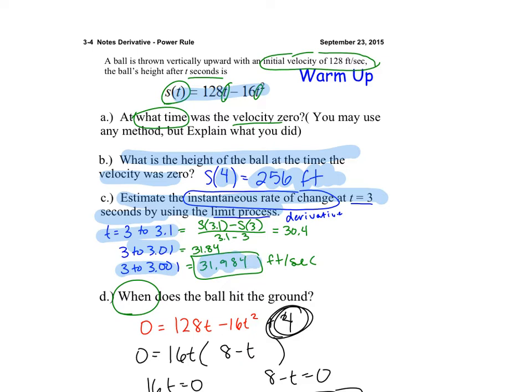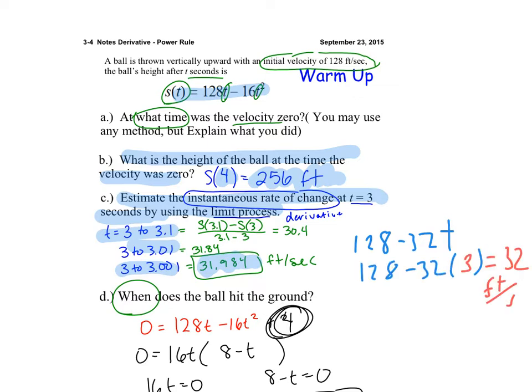And it said find the instantaneous rate of change using the limit process. So you actually have to find the derivative. So we found the derivative using the limit process before. It was, if I remember correctly, 128 minus 32t. So t equaling 3 would end up giving you 32 feet per second. Just plug in 3 into the derivative.